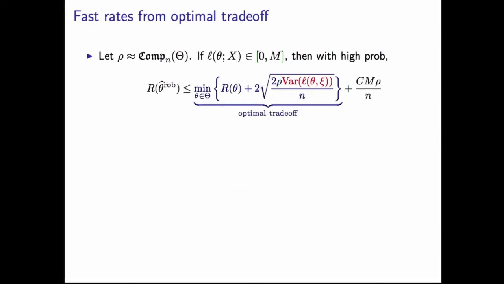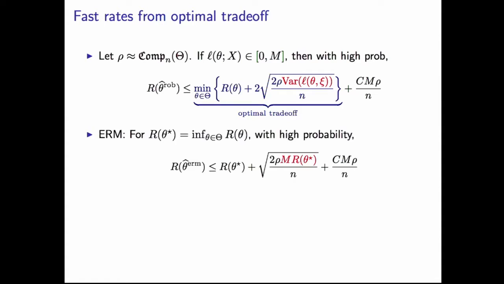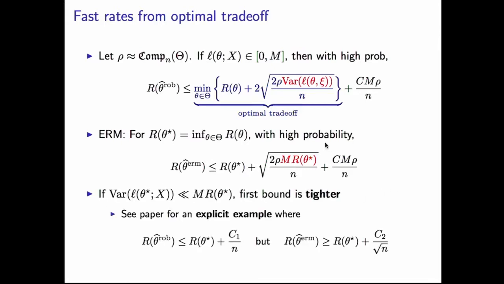All right, so this was our guarantee for our robust procedure. And let's compare that with the usual guarantee that you get for the ERM procedure. Okay? So for the ERM solution, you can usually show a bound that looks like this. And if you compare the two, you can see that if the variance term is smaller than this uniform upper bound on your loss times the mean, then the first bound will be tighter.